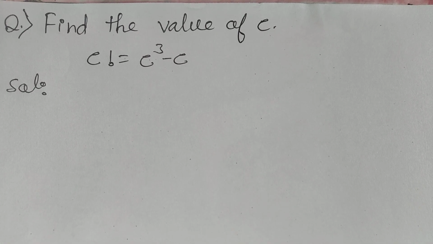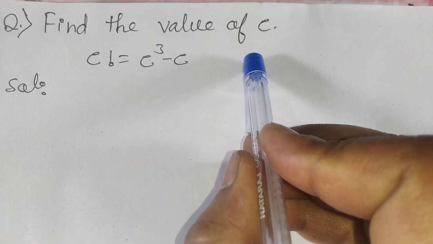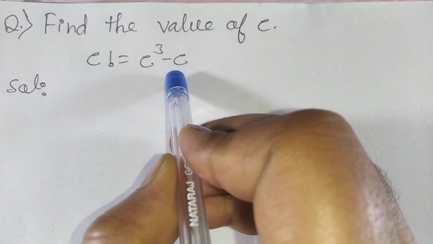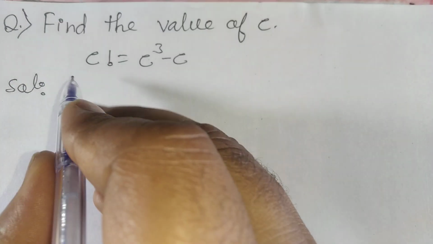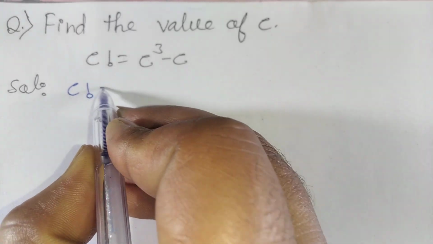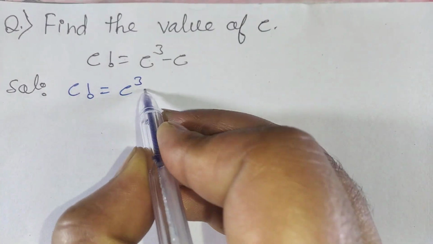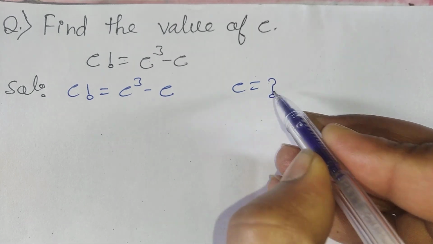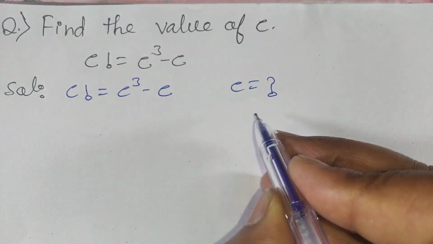Hello friends, our question is: find the value of c from the expression factorial c is equal to c cube minus c. Now on solving this problem, factorial c is equal to c cube minus c. We have to find the value of c.